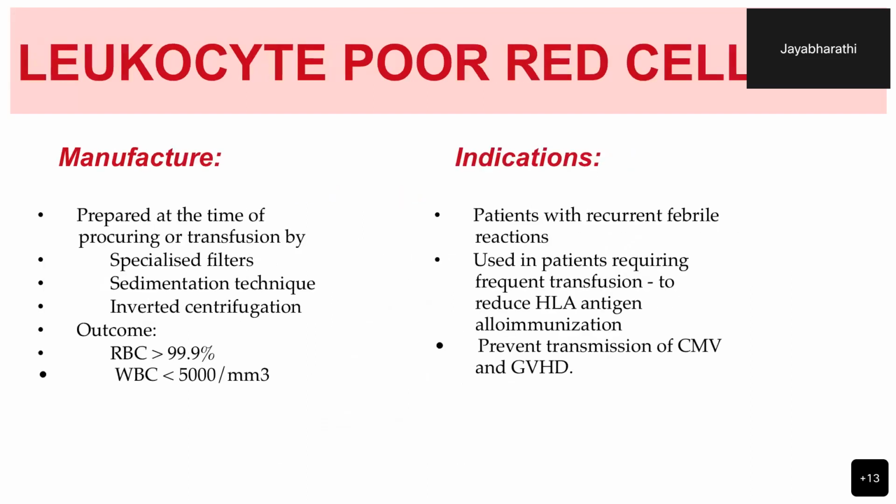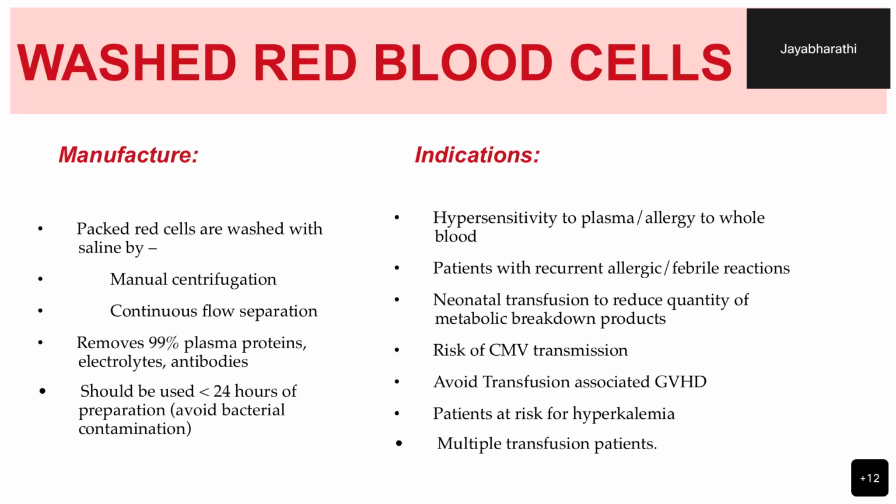Coming to the leukocyte-poor red blood cell, it is prepared at the time of procuring or transfusion by specialized filter, sedimentation technique, and inverted centrifugation. The outcome is that the RBC concentrate will be more than 99.9%, and the WBCs will be very few, that is less than 5,000 per cubic millimeter. Indications include patients with recurrent febrile reactions. It is used in patients requiring frequent transfusion to reduce HLA antigen alloimmunization and prevent transmission of cytomegalovirus and graft versus host disease.